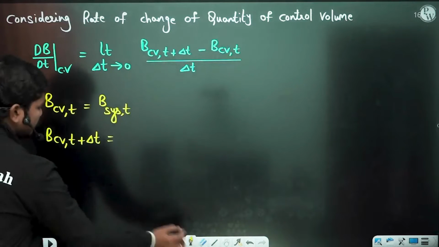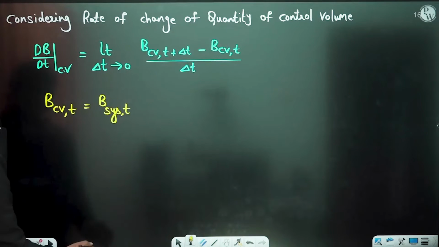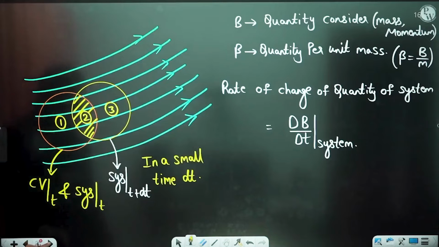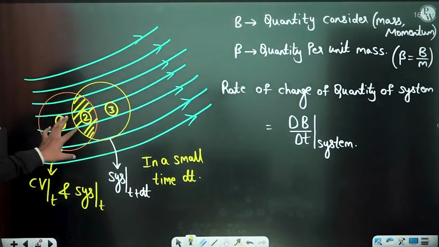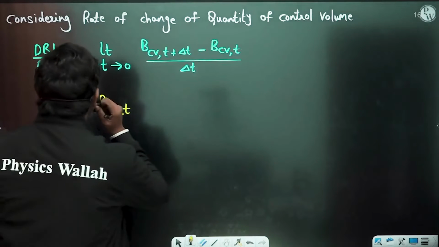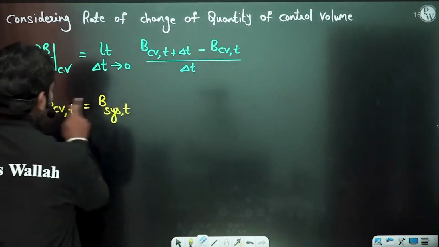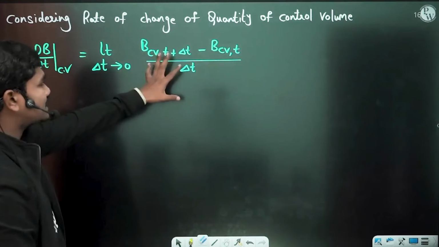Okay, so instead of writing this, let us try to understand one thing. Let us see here, control volume at time t, this is the system, correct? So this is the system and this is the control volume, so dB by dt of the system. If you are considering dB by dt of the control volume, this is what you have. So first of all, let us try to convert. So this is what you have.